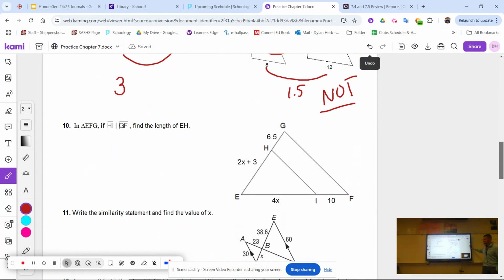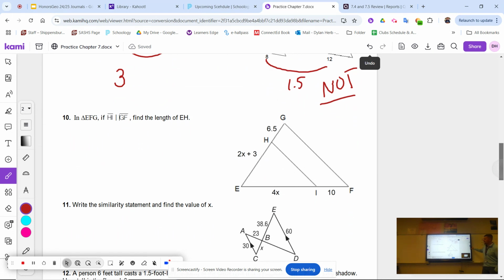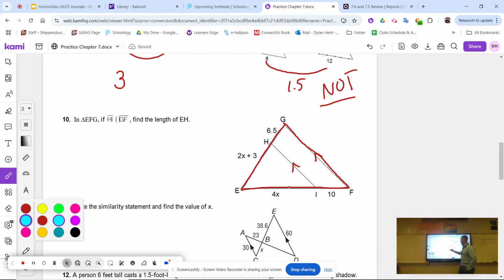Number 10 here, a triangle EFG. If HI and GF are parallel, find the length of EH. So if HI and GF are parallel, what we have are two similar triangles. The larger one that I can here put in maroon, so you have that triangle, must be similar to the smaller triangle, which is this one. Because they share an angle, and because they're parallel, they also have these corresponding angles that are congruent, so you have the angle-angle similarity going on there. So we can set up a proportion for this.